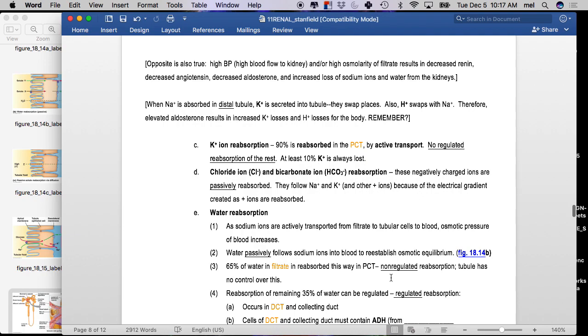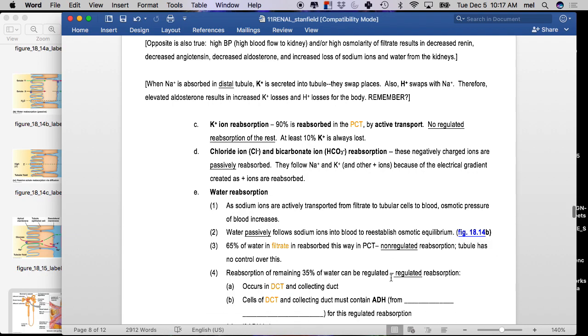So the opposite is also true, by the way. If you detect high blood pressure at the kidney or high osmolarity of the filtrate, it will decrease renin, decrease angiotensin, decrease aldosterone, and increase sodium loss in the urine. And note to self, this is not reabsorption, but this happens because of aldosterone. So we're going to talk about these specifically when we get to the secretion step, right? Okay, it's just that you swap it for something.